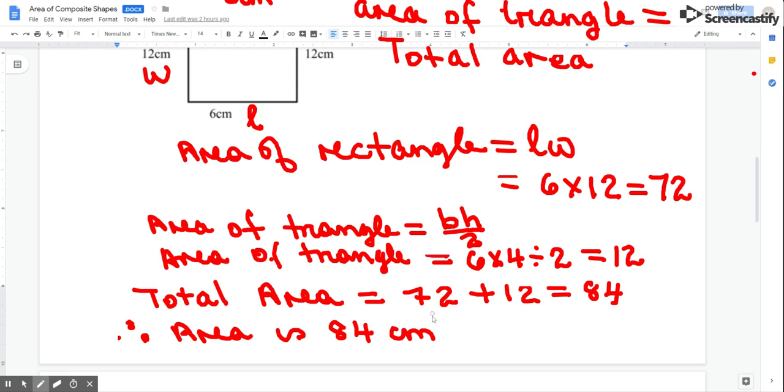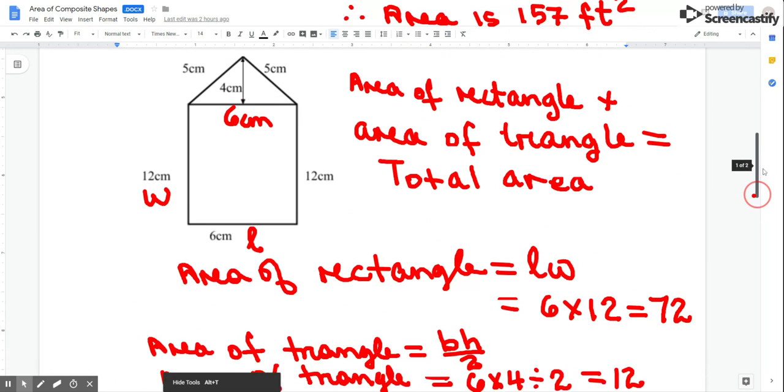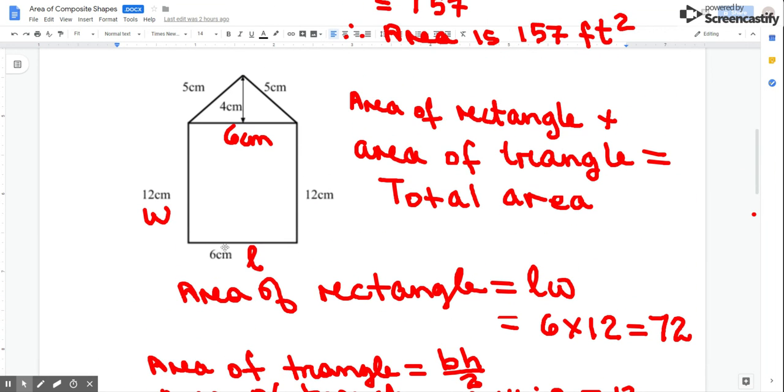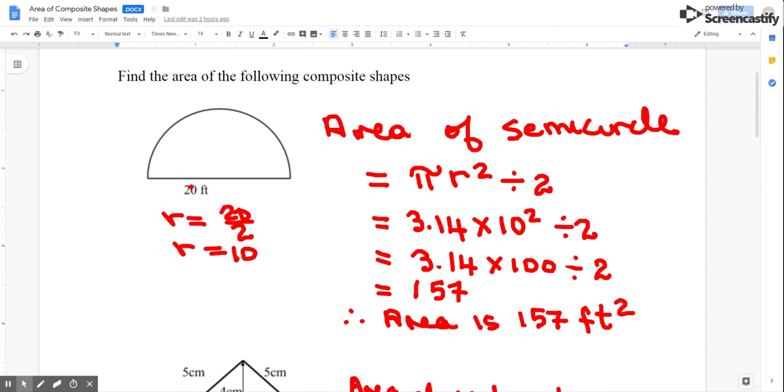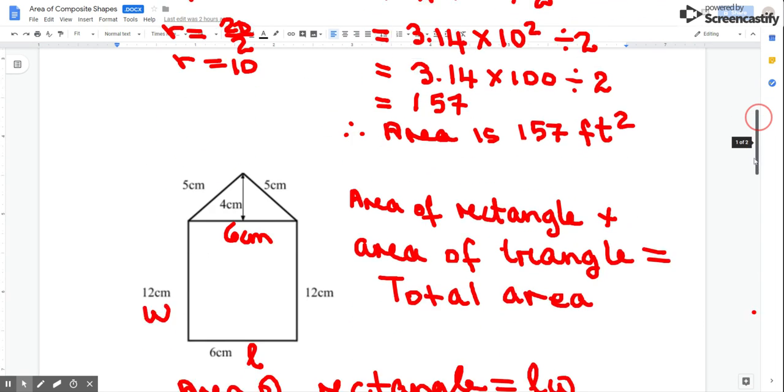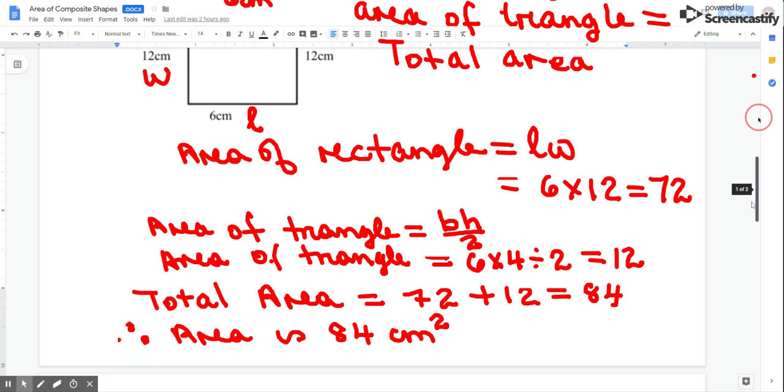centimeters squared. Anytime you find the area, it's always the unit squared. And again, you always have to check to make sure all the units are the same. Centimeter, centimeter, centimeter. In this case, we only had one measurement, the feet. And that's how we find the area of these shapes.